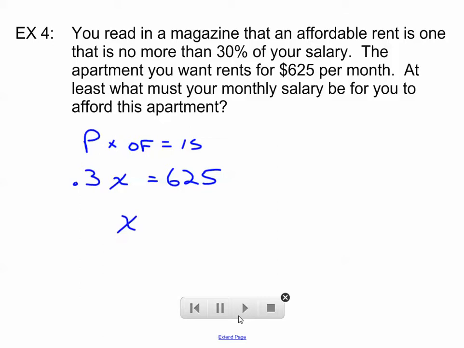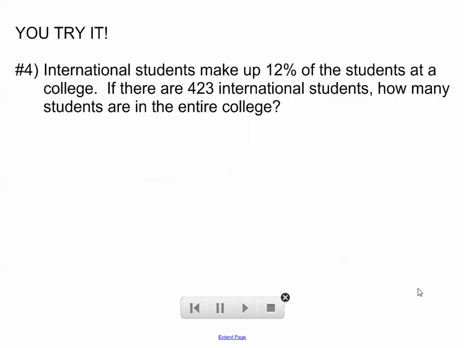When you divide both sides by 0.3, it comes out to $2,083. So if you've got a monthly salary of $2,083, then you should be able to afford an apartment that's $625 per month, according to this magazine. Okay, why don't you try this one? When you press play, my answer will be waiting for you.